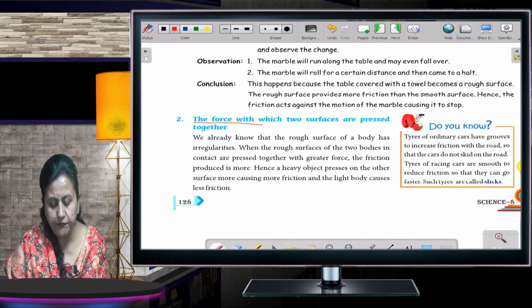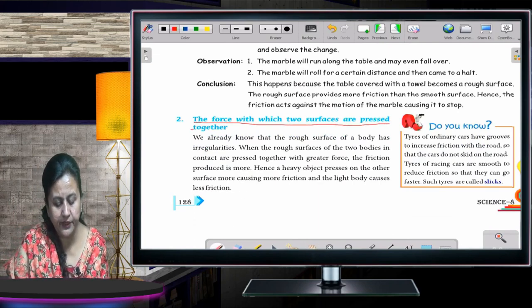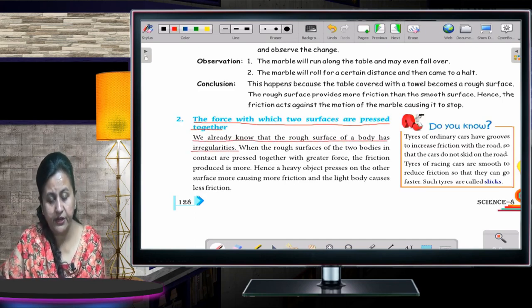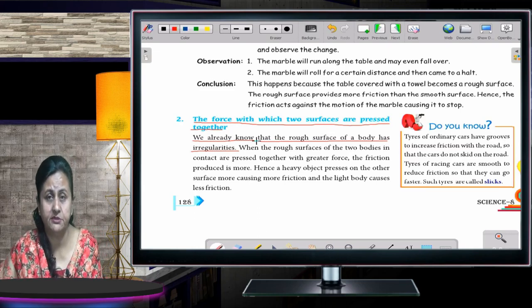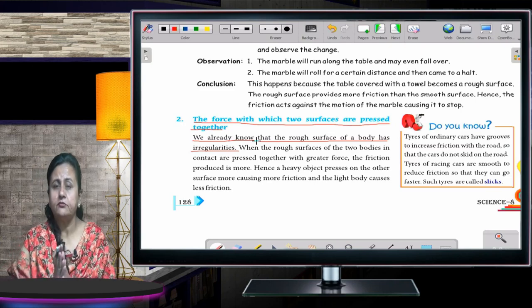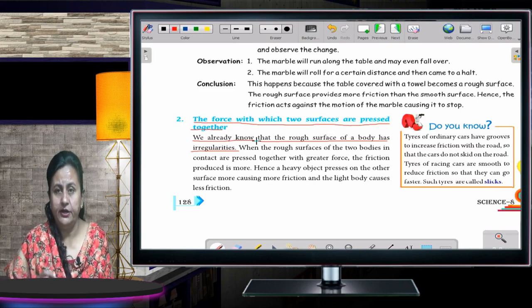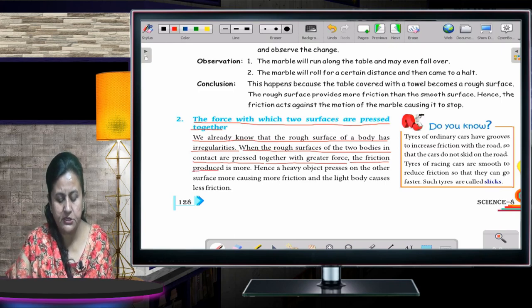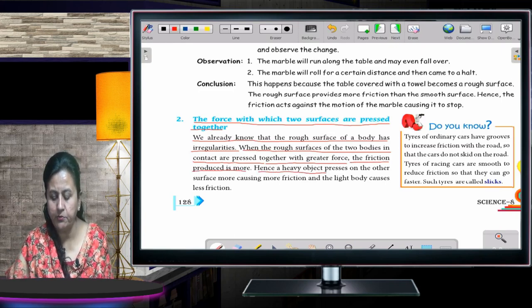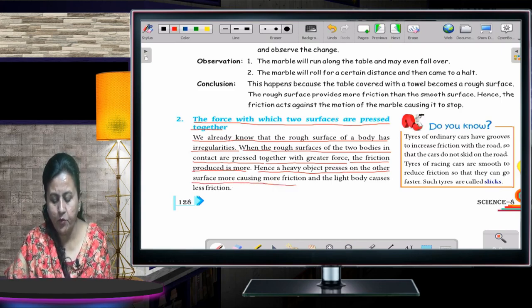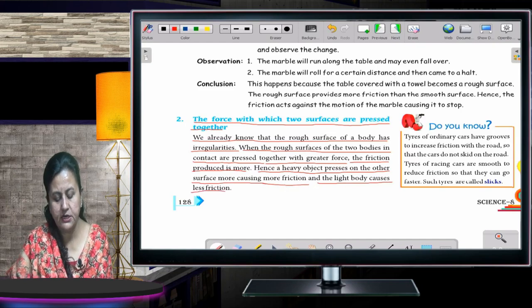The force with which two surfaces are pressed together. We already know that the rough surface of a body has irregularities. The objects which have a rough surface will have irregularities. When the rough surfaces of two bodies in contact are pressed together with greater force, the friction produced is more. Hence, a heavy object presses on the other surface causing more friction, and a light body causes less friction.